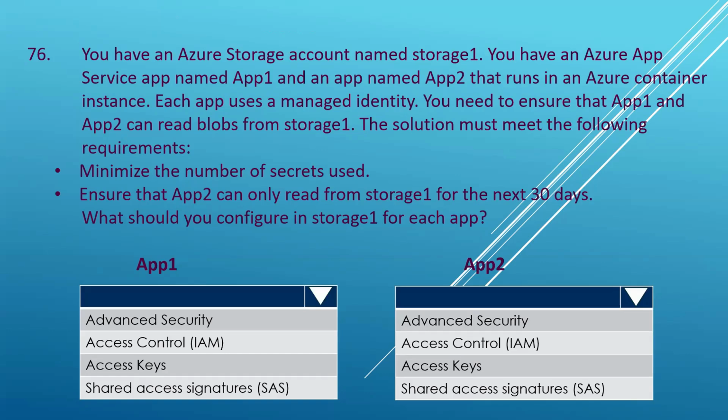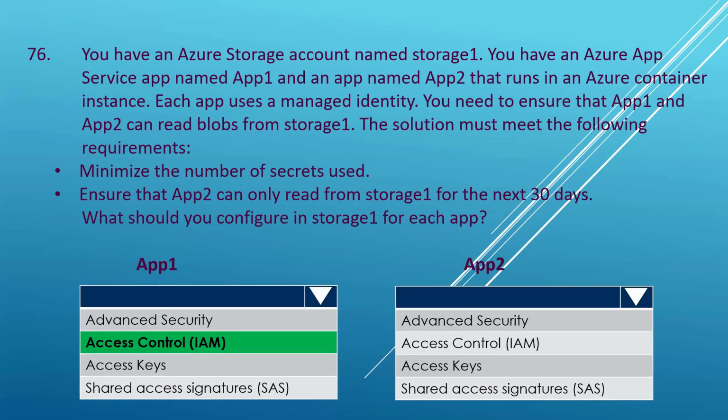And the first part of the question is talking about app1. And the options are advanced security, access control or IAM, access keys, shared access signatures, also called as SAS. As you would have read in the question, both the apps use managed identity. So the app 1 can use the storage account via IAM. As per the requirement, we need to minimize the number of secrets used. So access key is not an ideal option here.